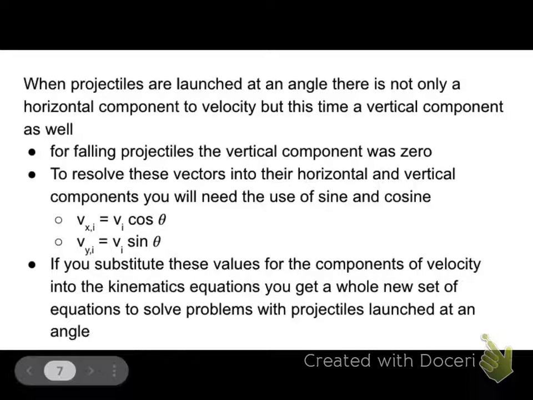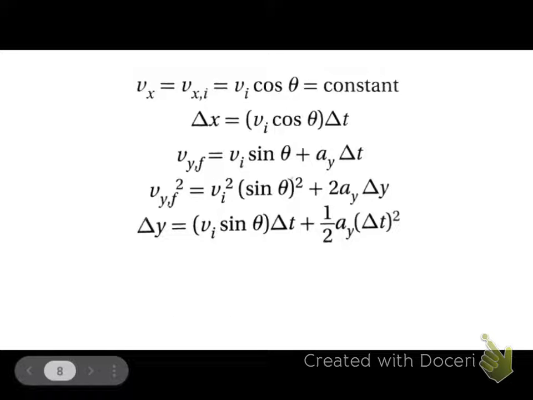If you substitute those values for the components of velocity into the kinematics equations, then you get a whole new set of equations that you can use to solve problems with projectiles launched at an angle. So that new set of equations looks something like this. And you'll notice all of these compare back to the same kinematics equations we've been using. It's just that instead of saying velocity initial, we're using velocity initial times cosine, so then we talk about the horizontal velocity only. So it's the same equations. It looks messier, but it's really the same equations, just also adding in that we have to solve for that velocity to begin with. Okay?